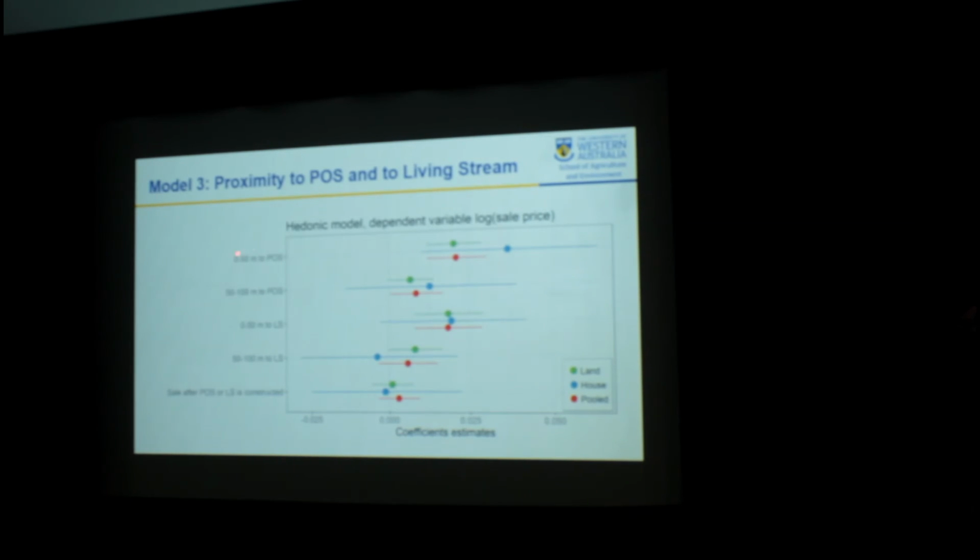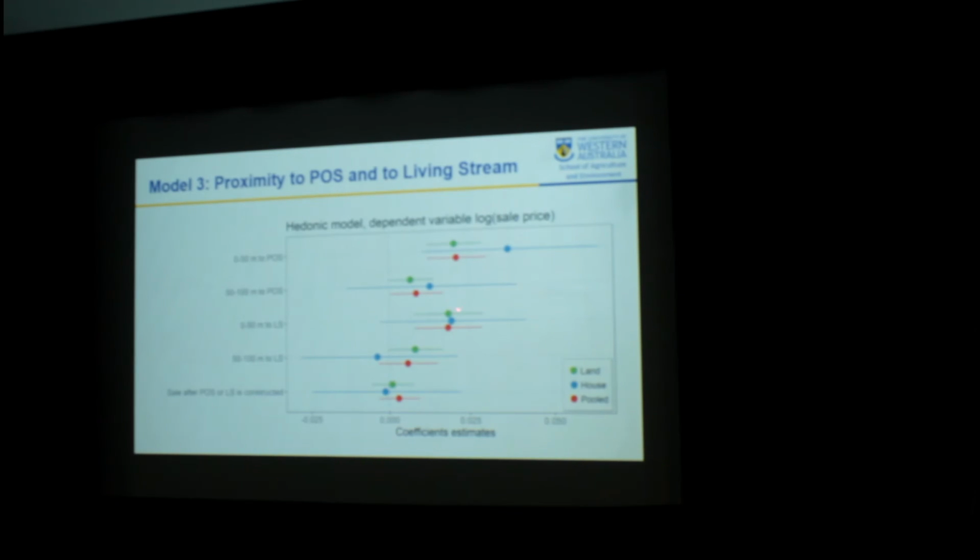Okay, next one is the add living stream. So this is impact of public open space, 0 to 50, 50 to 100. 0 to 50 with adjacent, like it's next to it. And on top of that we add living stream. So this would be for all of them, whether it's living stream or public open space within 50 meters. And this would be plus impact of living stream. If this public open space happens to be living stream, we have additional impact of this.